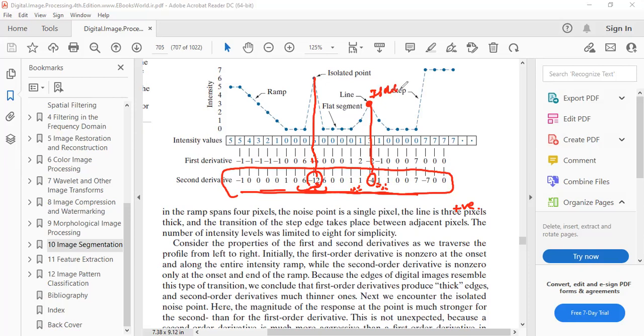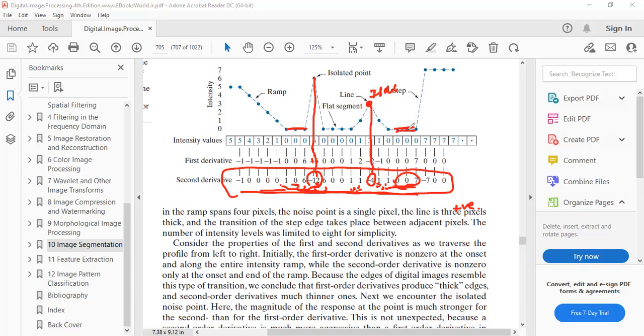Now how to identify lines? If there are continuous zeros between positive numbers, we call it a line.